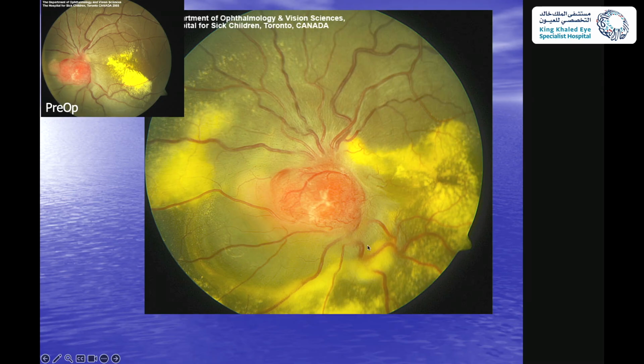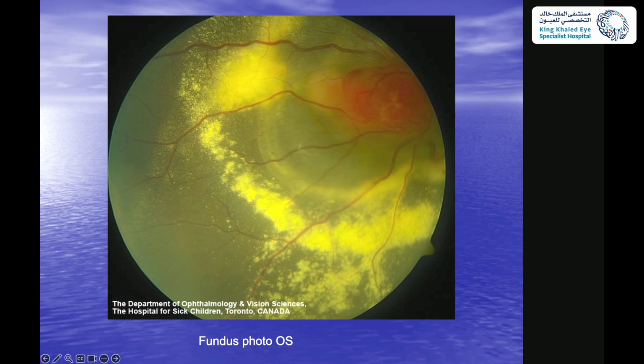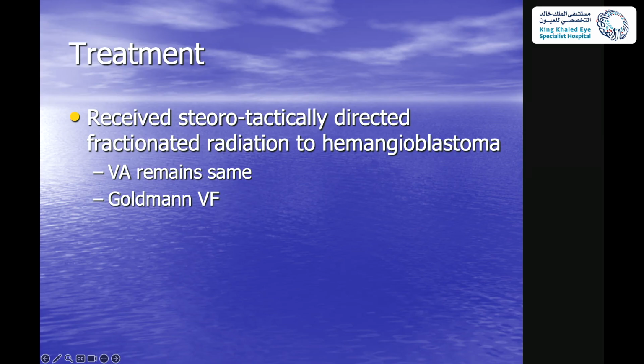And then the post-surgical picture shows that there are increased extensions of the fluid, and the amount of exudate is certainly a lot more than before the neurosurgery. And you can see that it extended past the previous watermark. So after discussions with the various team members of the management, it was decided to give stereotactic directed fractionated radiation to the hemangioma. Well, this was almost 15 years ago.